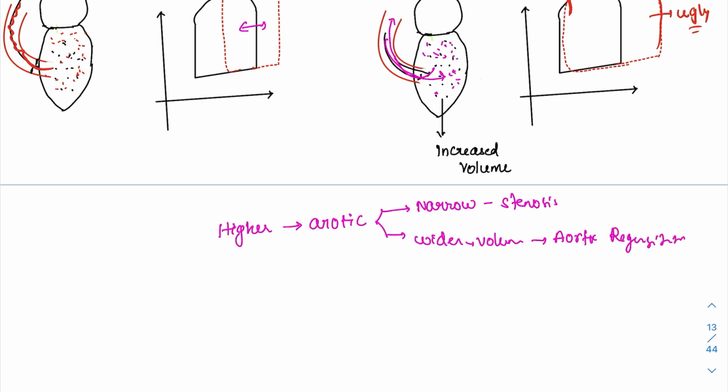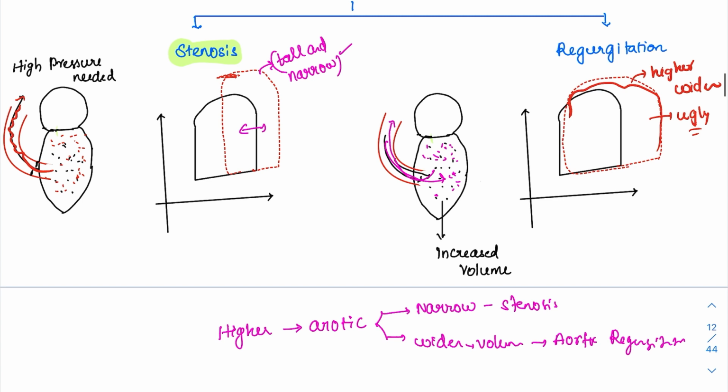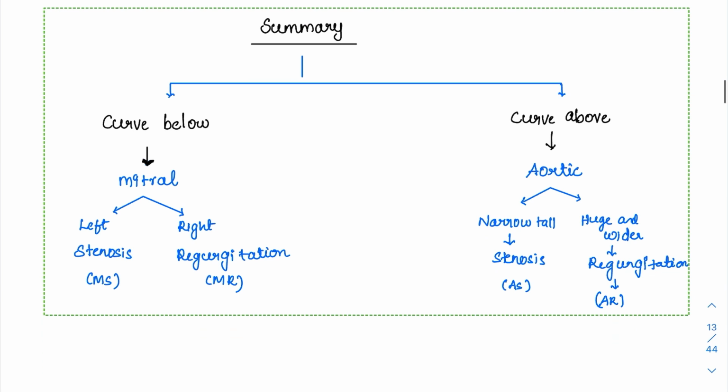So this is pretty simple. Just remember which valve we should go for. Because always the options will be aortic stenosis, aortic regurgitation, mitral stenosis, and mitral regurgitation. Curve below, go for mitral. Curve above, go for aortic. Then you can see the diagrams, and accordingly you can choose the options. So this is the summary of it.